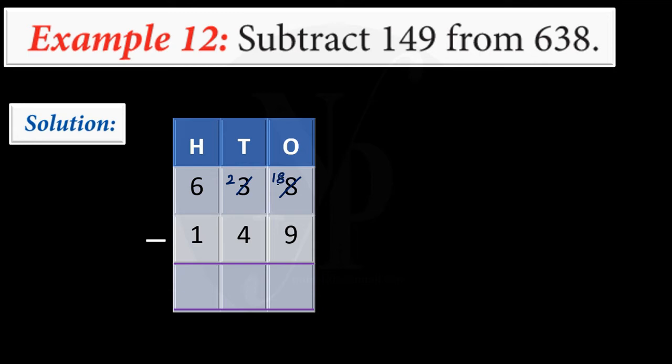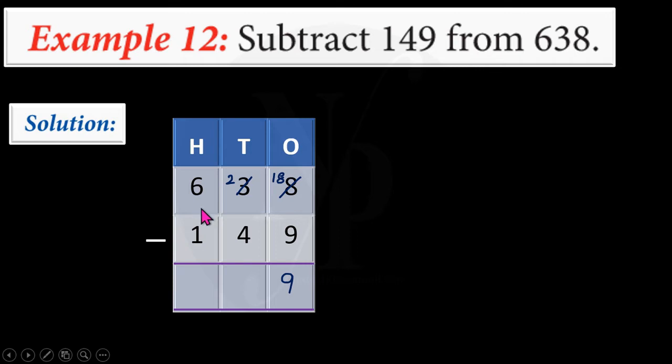Now we have 18 ones here. So on subtracting 9 ones from 18 ones, we are left with 9 ones. So 9 should be written in ones column. Now we have to subtract 4 tens from 2 tens here, which is not possible. So we have to regroup again.